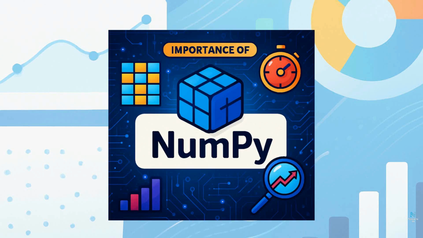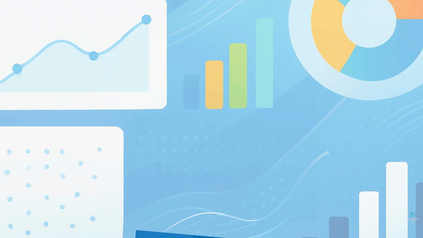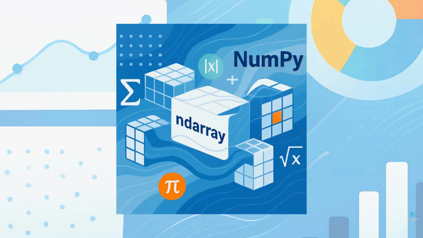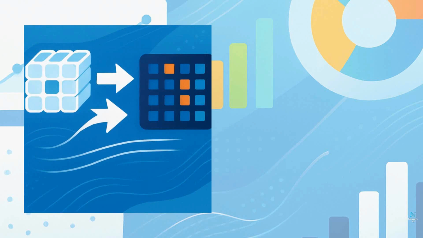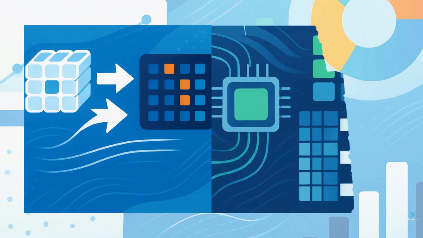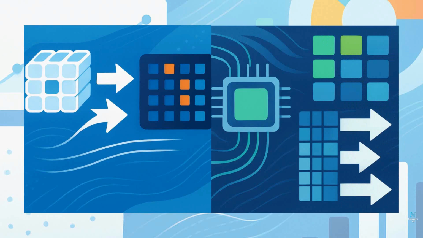Before we jump into the coding side of things, let's quickly understand what makes Numpy so essential. Numpy is the core Python library for scientific computing built around a powerful multidimensional array object called ND-array. Why does Numpy matter for data science? The reason is many key libraries like Pandas, SciPy, scikit-learn, and Matplotlib are built on top of Numpy. Numpy gives you fast, memory-efficient tools for numerical operations, vectorized computations, and handling large datasets.